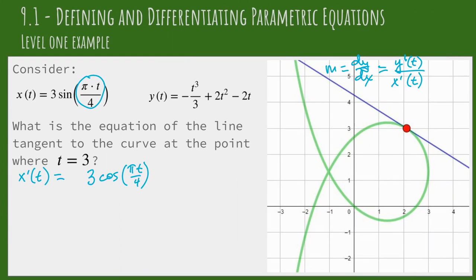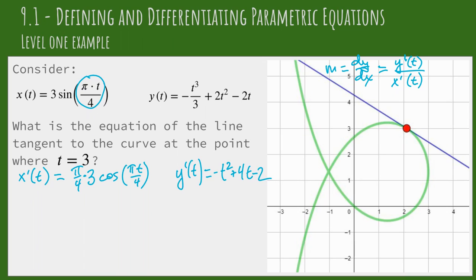So the derivative of that inner function is going to be pi over 4. So we're going to multiply by pi over 4, and I'm going to put that out front. So we get 3 pi over 4 times the cosine of pi t over 4. That's the derivative of x at any particular t value. For y, we'll do the same thing. So y'(t), taking the derivative there, use the power rule, we're going to get negative 3t squared, and the 3's are going to cancel, so negative t squared plus 4t minus 2.